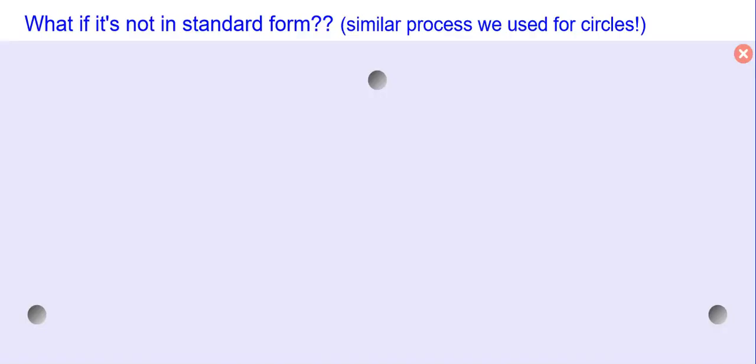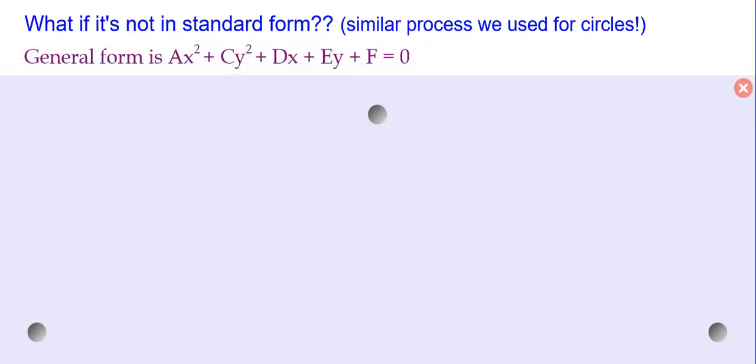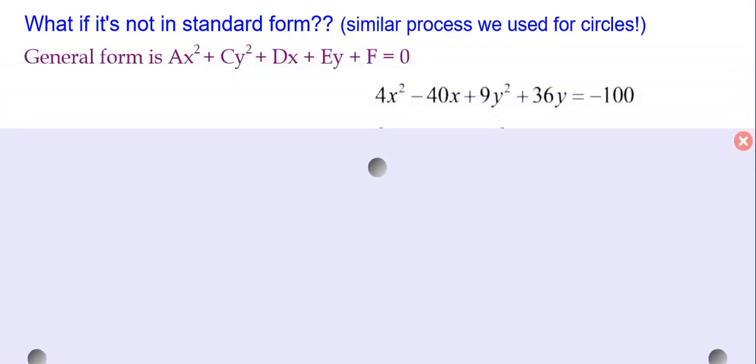All right, so moving on, what if it's not in standard form? So those two weren't so bad. It was pretty easy to find H and K and A, B, and C because it was written nicely. So that's not always the case. Sometimes you're not in standard form, but you're in general form. And we talked about this with circles. So we're going to do something similar to what we did with circles.